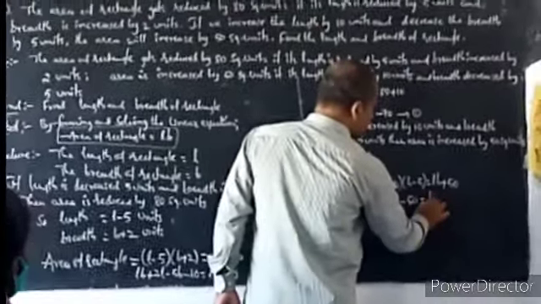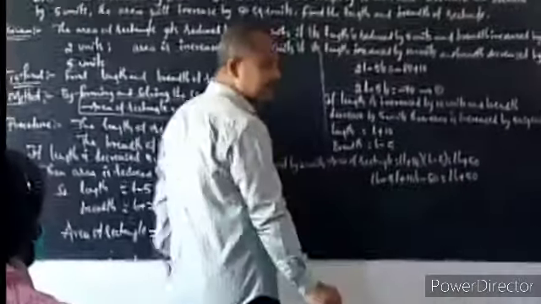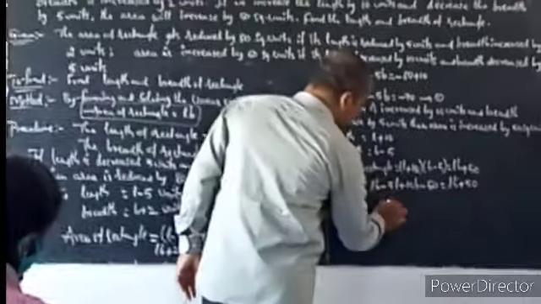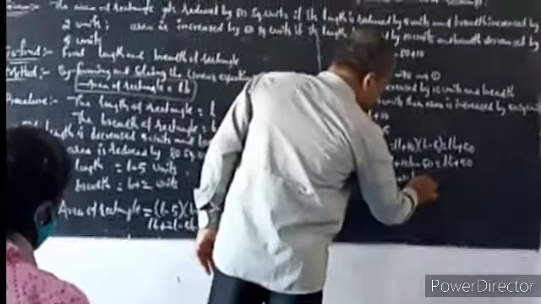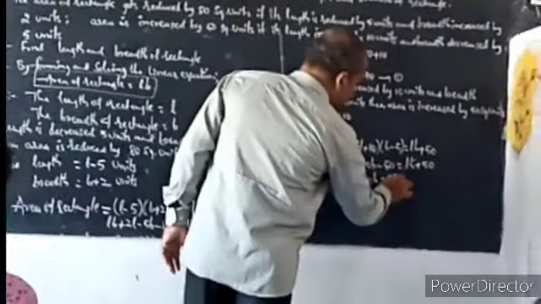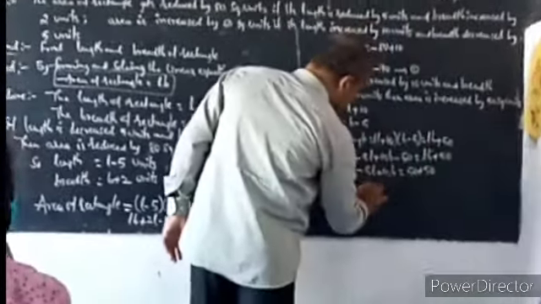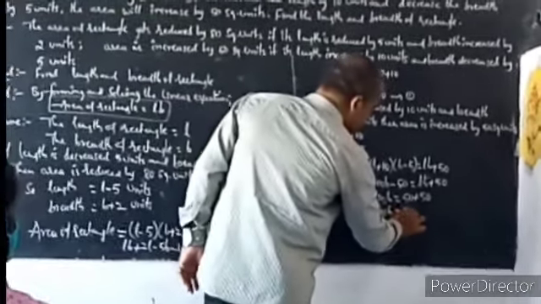That is equals to LB plus 50. Both sides LB get cancelled. What will remain on the left side? Minus 5L plus 10B, that is equals to 50. This minus 50 also transposed, it becomes plus 50. It becomes minus 5L plus 10B equals to 100. This is equation number 2.